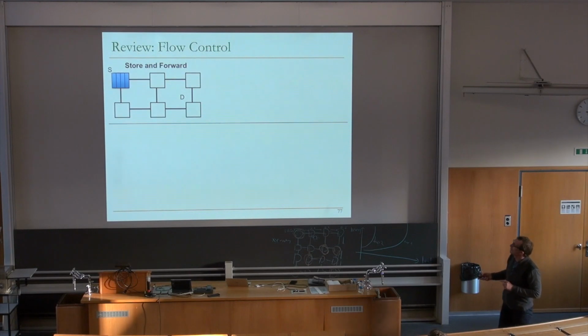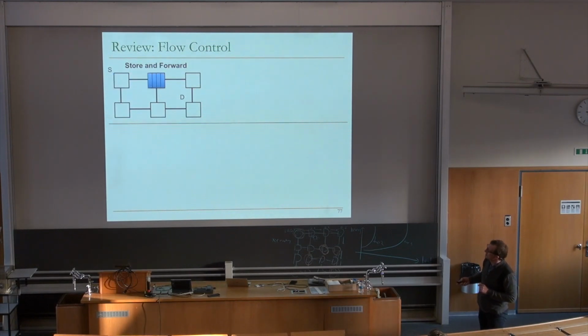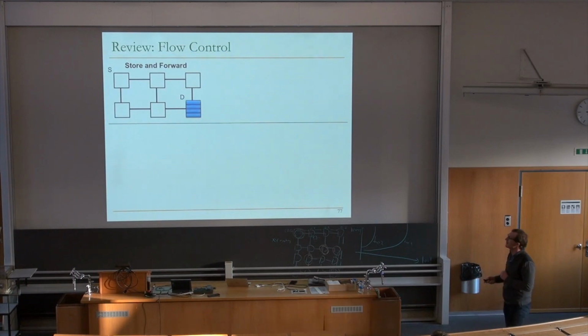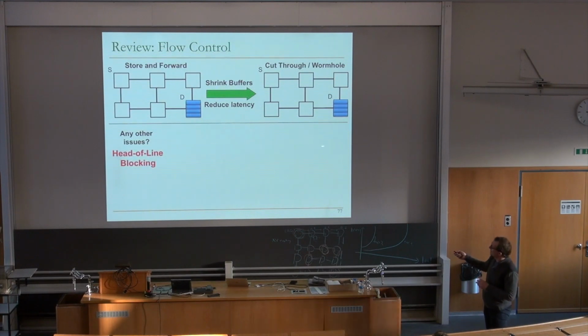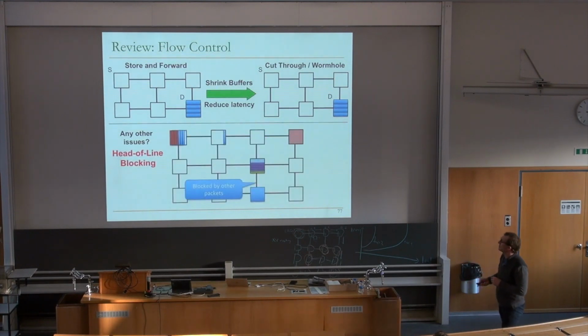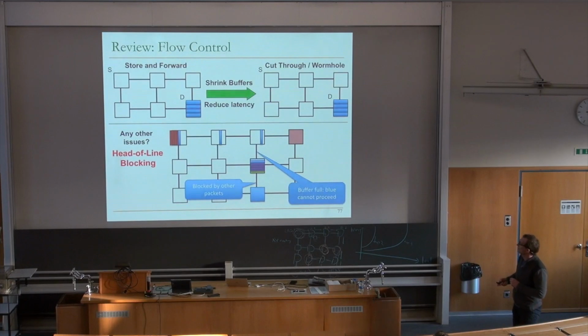Okay, so let's review flow control very quickly. Store and forward was like this. You needed to allocate things at the packet granularity, and you need to do the routing at the packet granularity also, which was slow and had high buffer overhead. You shrink buffers, reduce latency, you get to cut-through and wormhole. I'm going to handle them similarly. And then there are other issues over here, which is head of line blocking. And we solve the head of line blocking by using virtual channels.